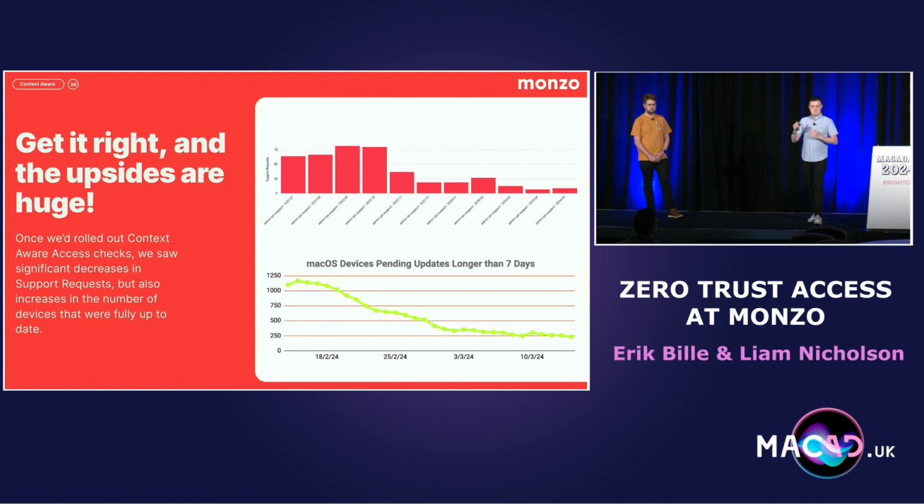But not only that, we've seen an increase in the number of devices that actually remain up to date at any one time. So, like I say, your users are your biggest asset here. If you're clear with them, those error pages guide them through what they need to do. A Zero Trust rollout can be super impactful for you.